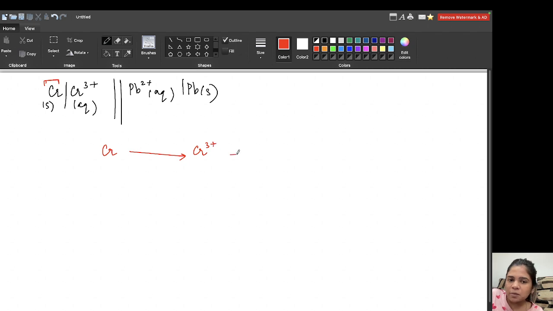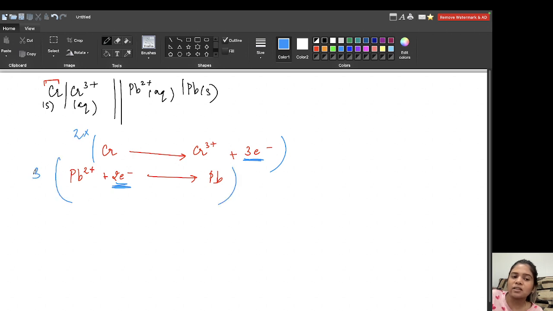Now since this is 3+, it means 3 electrons are coming out. And here what is happening? Pb2+ is accepting 2 electrons to give you Pb, right? Now if you see here, the electron number is different on both sides. So in order to make the electron number the same, we'll multiply the first reaction by 2 and multiply this by 3. Why? So that the electron number becomes the same.